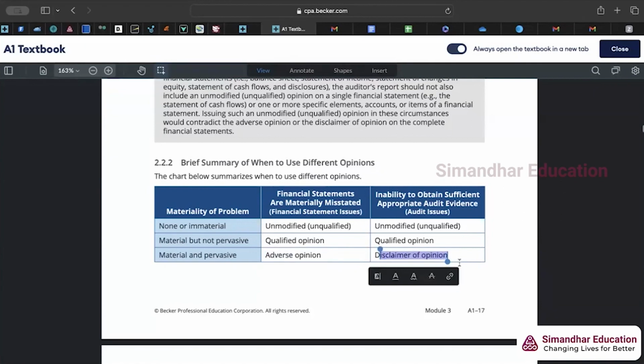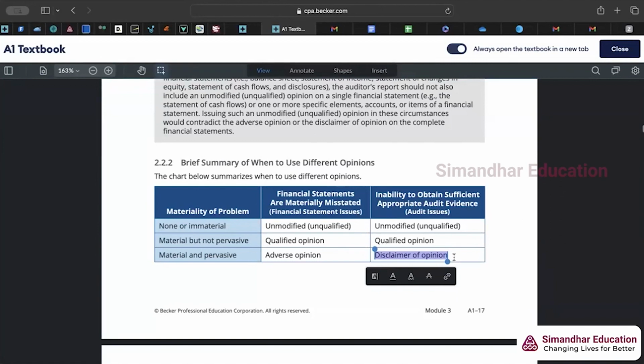You cannot give both together if it was this situation. But in other cases, you may be able to give an adverse opinion for one caption and a disclaimer when you're disclaiming the entire financial statements. When you're saying disclaimer, all the financial statements are disclaimed. So you cannot do anything more than that.